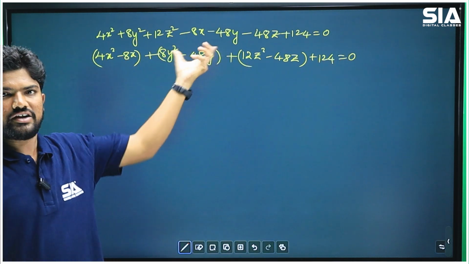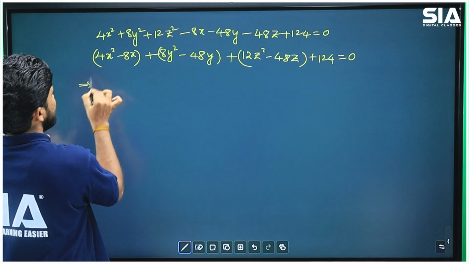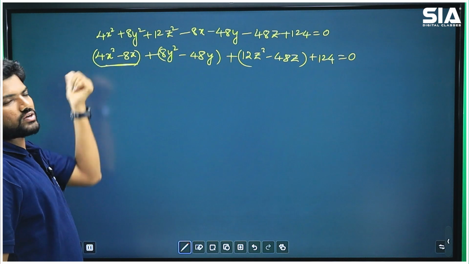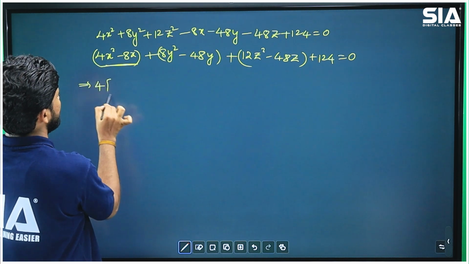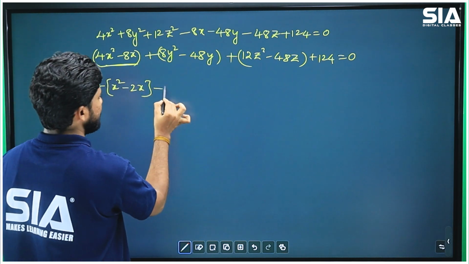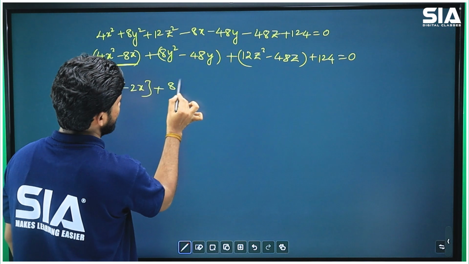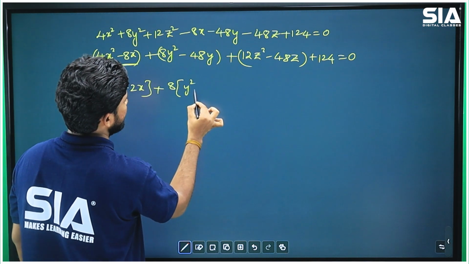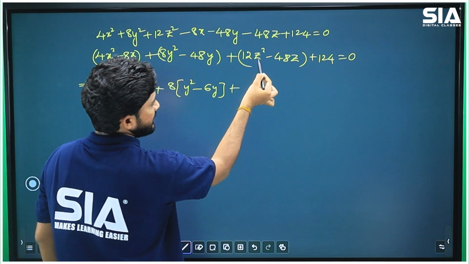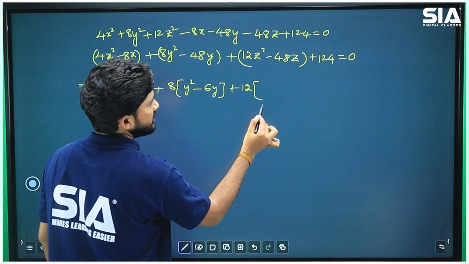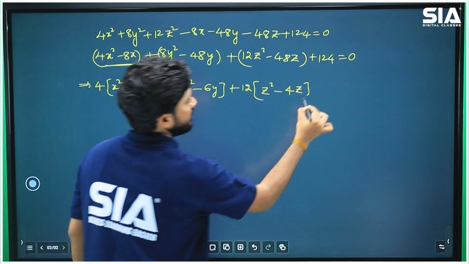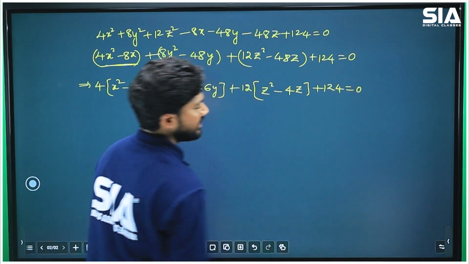After writing x, y, z terms in one place, in the x terms, take the x square coefficient common. What is the x square coefficient? 4. Take 4 common: x square minus 2x. Similarly, the y square coefficient is 8. Take 8 common from the y terms: y square minus 6y, because 8 sixes are 48. Plus from the z square terms, take 12 common, then z square minus 4z, because 12 fours are 48. Plus 124, I am writing as it is, 124 is equal to 0.